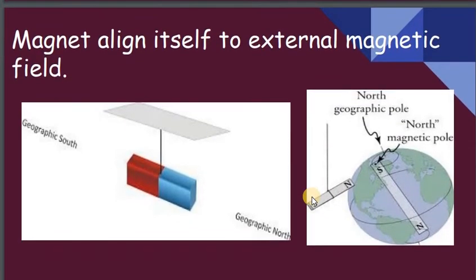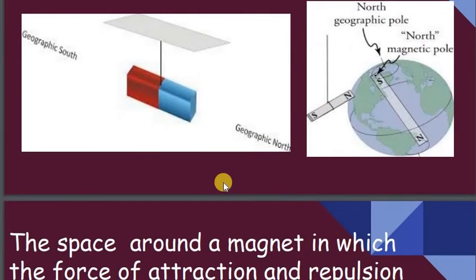When you suspend a magnet, it aligns itself to the external magnetic field. So, when you suspend it, it will actually point in the north and south direction. The north of the magnet will always point to the geographical north pole.